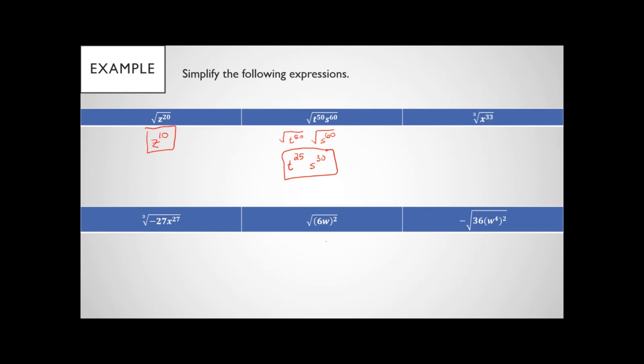The one on the right here, we've got the cubed root of x to the 33. So cubed root, you're going to divide it by 3. So you're going to take 33 divided by 3, that's 11. So our answer is x to the 11th.